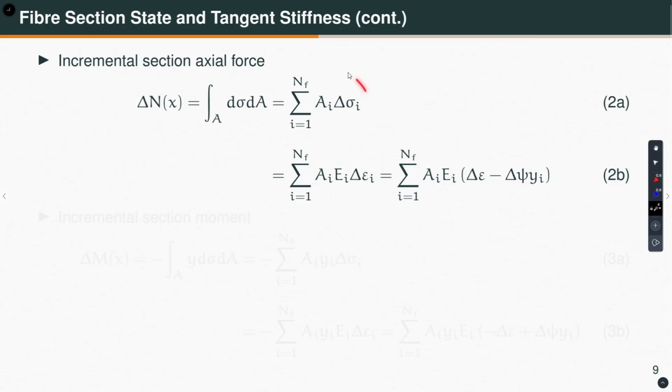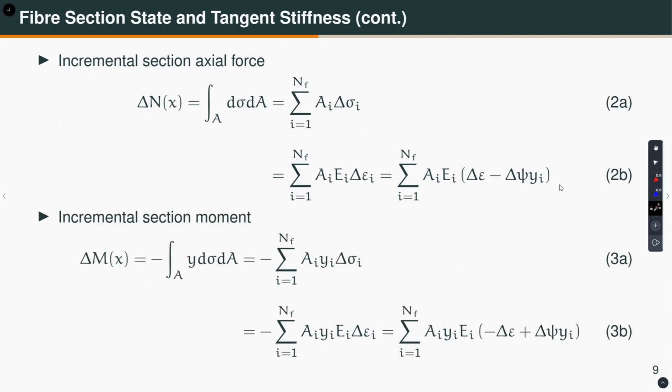Okay. Now, this is the one we will use for doing the state determination for the section, and then I can rewrite this as the tangent modulus for the fiber stress strain response multiplied by the incremental strain for the ith fiber. Okay. Then this can be further written as delta epsilon minus delta psi into yi, where delta psi is the incremental curvature, and delta epsilon is the incremental strain at the reference axis. So, this I will be using for state determination, this I will be using for tangent stiffness matrix formulation of the fiber section. Okay.